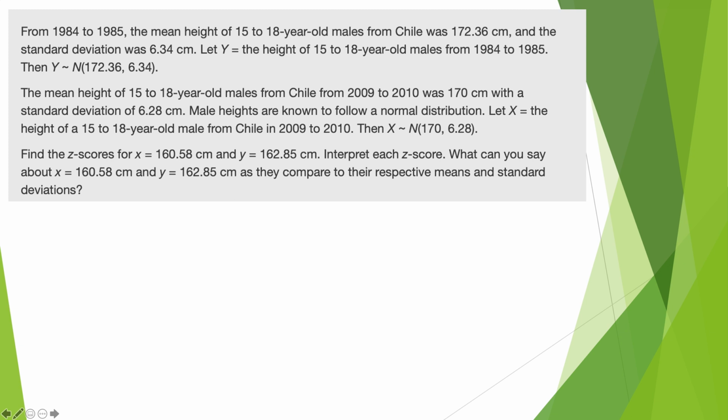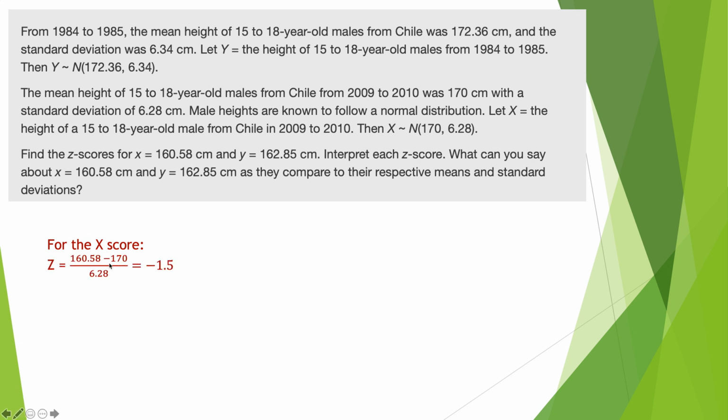Find the z-scores for x equals 160.58 centimeters and y equals 162.85 centimeters, and then interpret each of those z-scores. So let's find the x score first. We're going to plug it into the x formula, which is the one over here, X tilde N, 176.28. So here's my z-score formula.